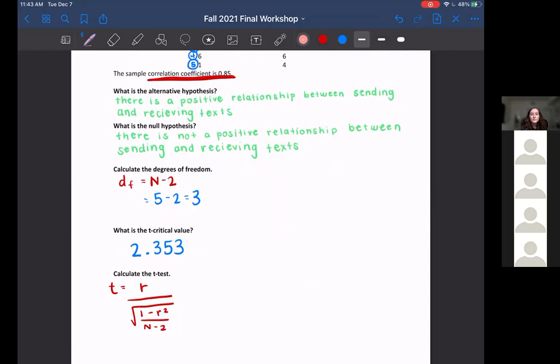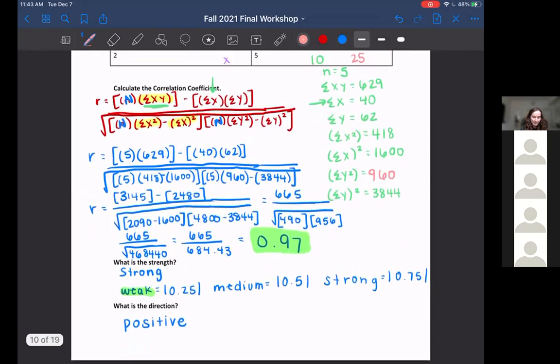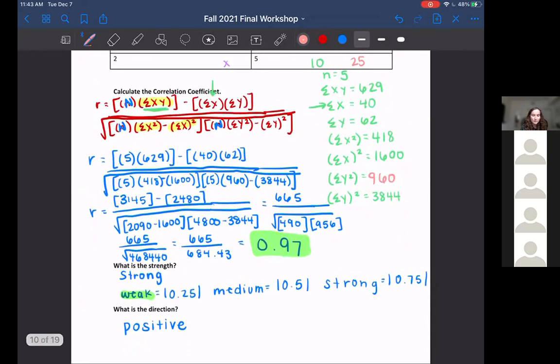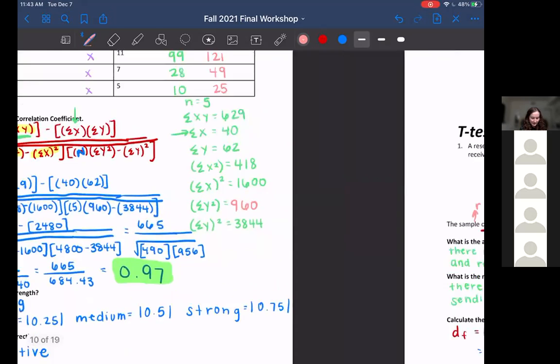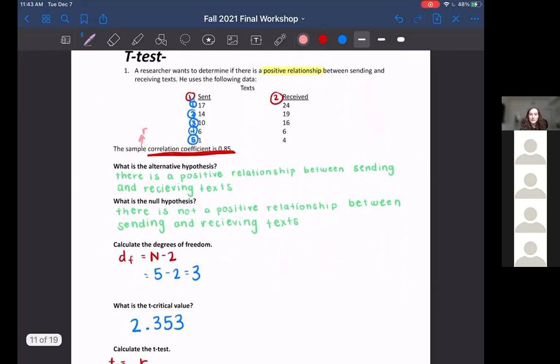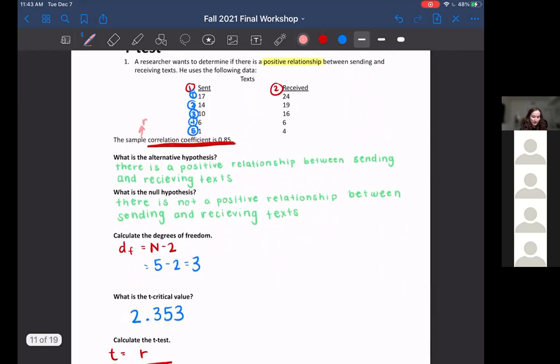I have a question. What did you mean by the correlation coefficient is 0.85? How does it relate to the equation I just wrote? Yeah, so the sample correlation coefficient is r. So this is equal to r. That's what we just calculated in that last one, right? We calculated the correlation coefficient and that was equal to r. So we're just moving to the t-test based off of that. Does that make sense? Yeah. Thank you. No problem.